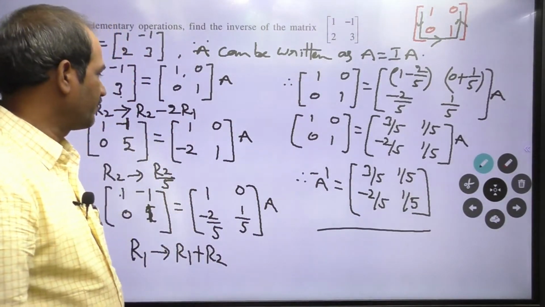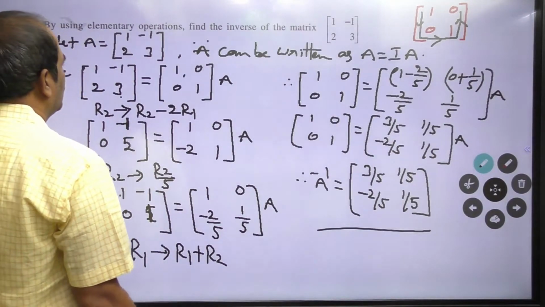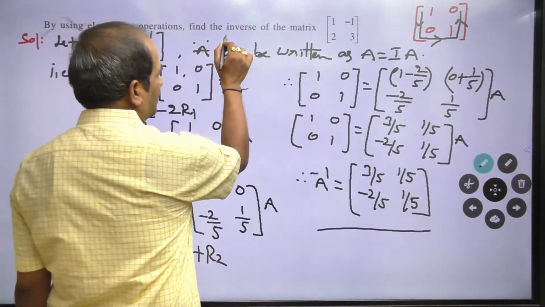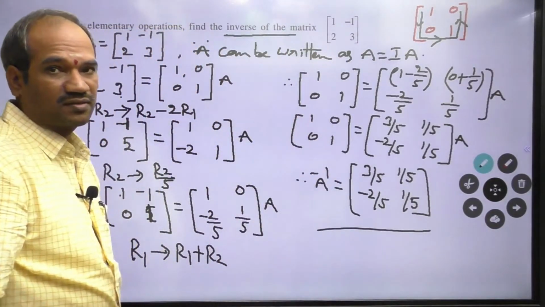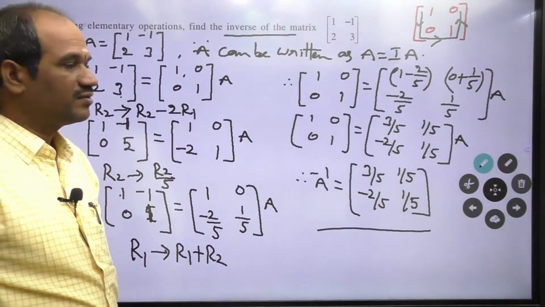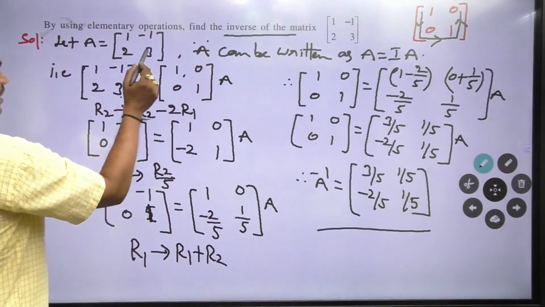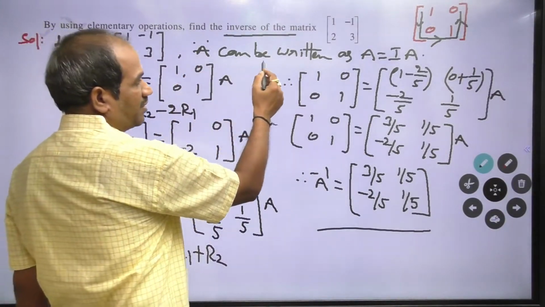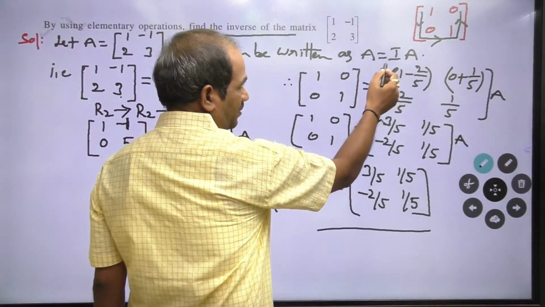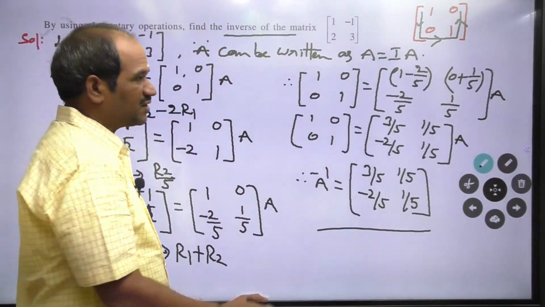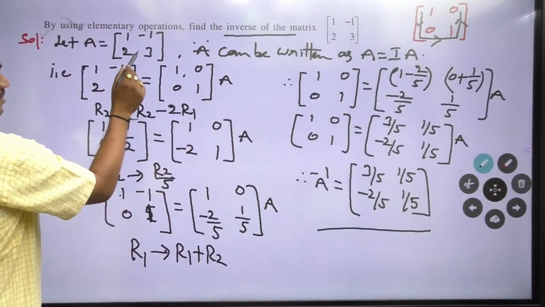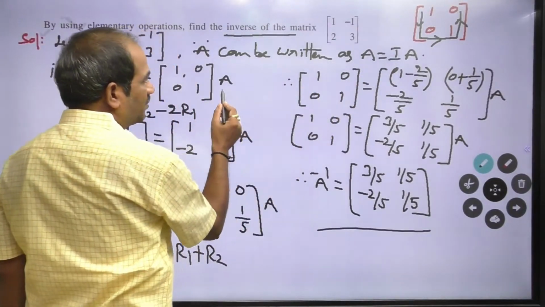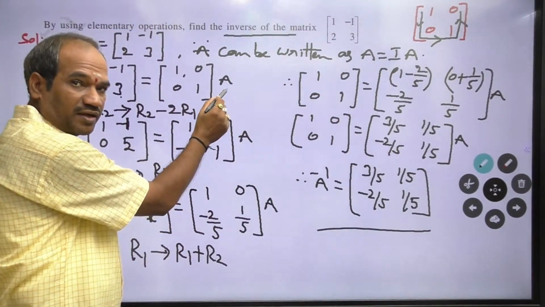One more time. By using elementary operations only, find the inverse of the matrix. First, let A be the given matrix. Next, A can be written as A is equal to I into A, where I is the identity matrix. Don't write the A matrix here, only write A.